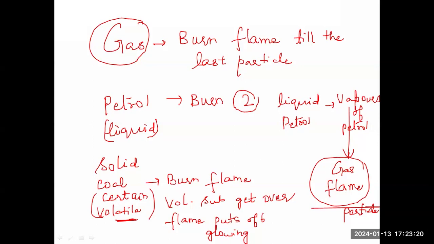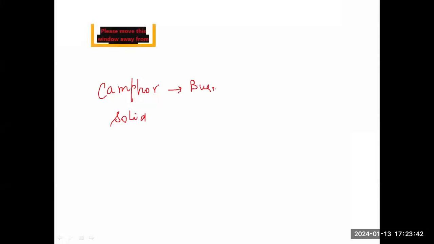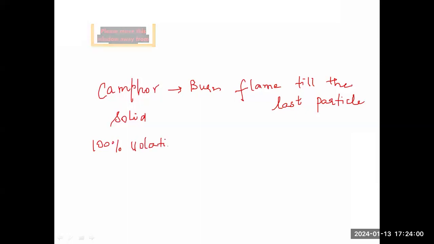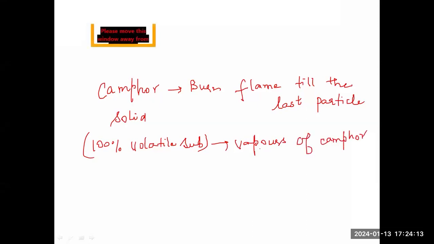Let me give you one more example, camphor. Shall I erase it from the screen if you have noted it down? Okay, so let me take the example of camphor. Camphor is a solid substance. If you burn it, it will burn with flame again till the last particle, because camphor is made up of 100% volatile substance. Means entirely camphor can be converted into vapors. Solid camphor can be completely converted into vapors of camphor. And because vapor is the gas form, we will see it in flame till the last particle.